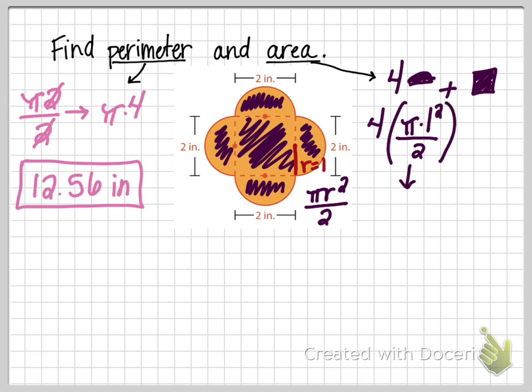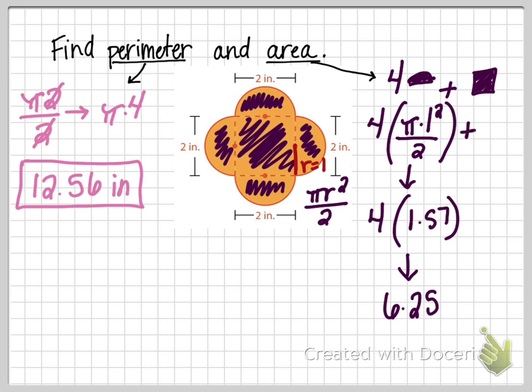I'm going to keep going down this way. 4 times pi times 1 squared. 1 squared is 1 times 1, or 1, times 3.14 is 3.14. And then we divide that by 2, and we get 1.57. Multiply that by 4. And the total area of all of our semicircles is 6.25.